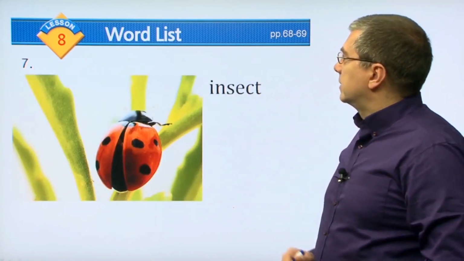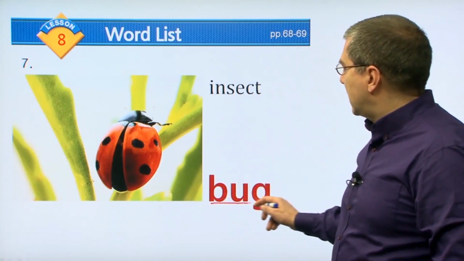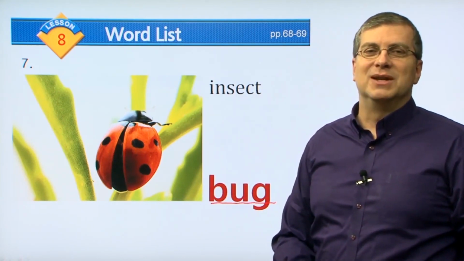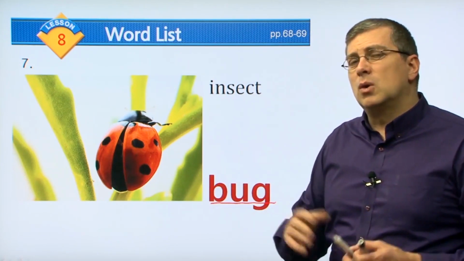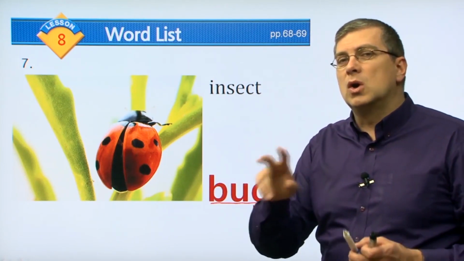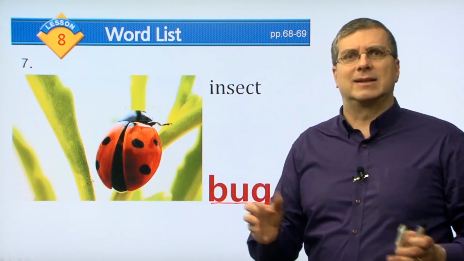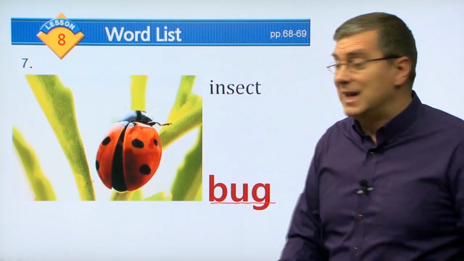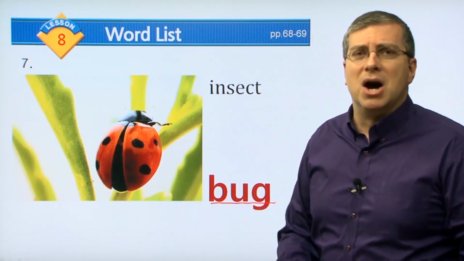Okay, insect. We have an insect here, and of course, another word for insect is bug. You may know this word from the movies, right? So in English, of course, there's a lot of words that have two words that mean the same thing, right? Insect. Insect is more formal. It's a little bit more of a difficult word, isn't it? It's much easier to say bug, bug, right?